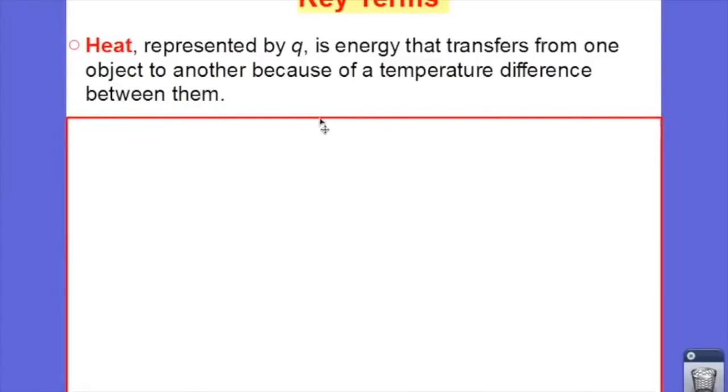Okay, one of the terms is heat. The symbol we will be using for heat is Q. I know maybe in physics you use capital Q. In chemistry we use lowercase. Sorry for the confusion. Okay, so we have Q for heat. It is the energy that transfers from one object to another because of a temperature difference between them. I need for you to remember that heat flows from hot to cold. Heat flows from hot to cold.